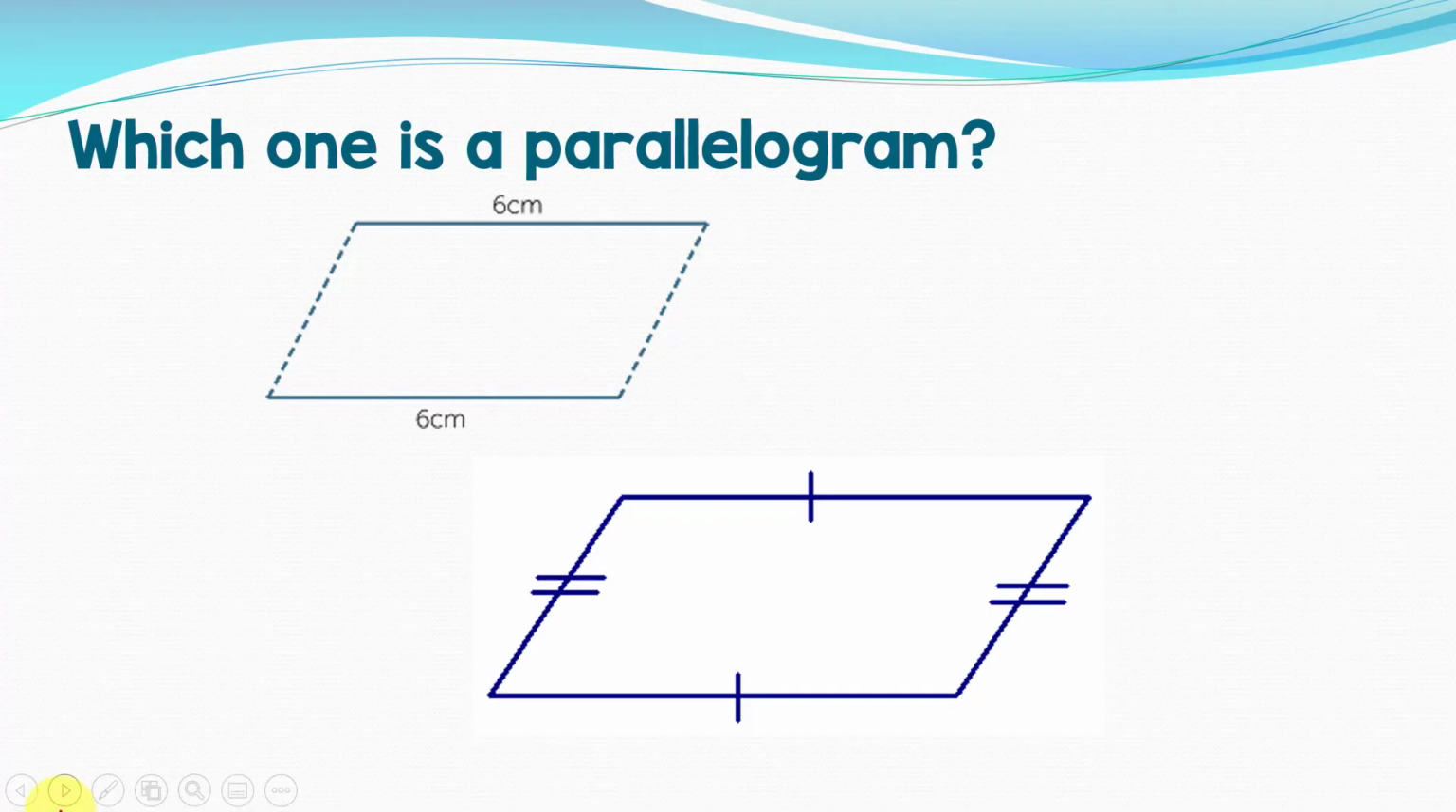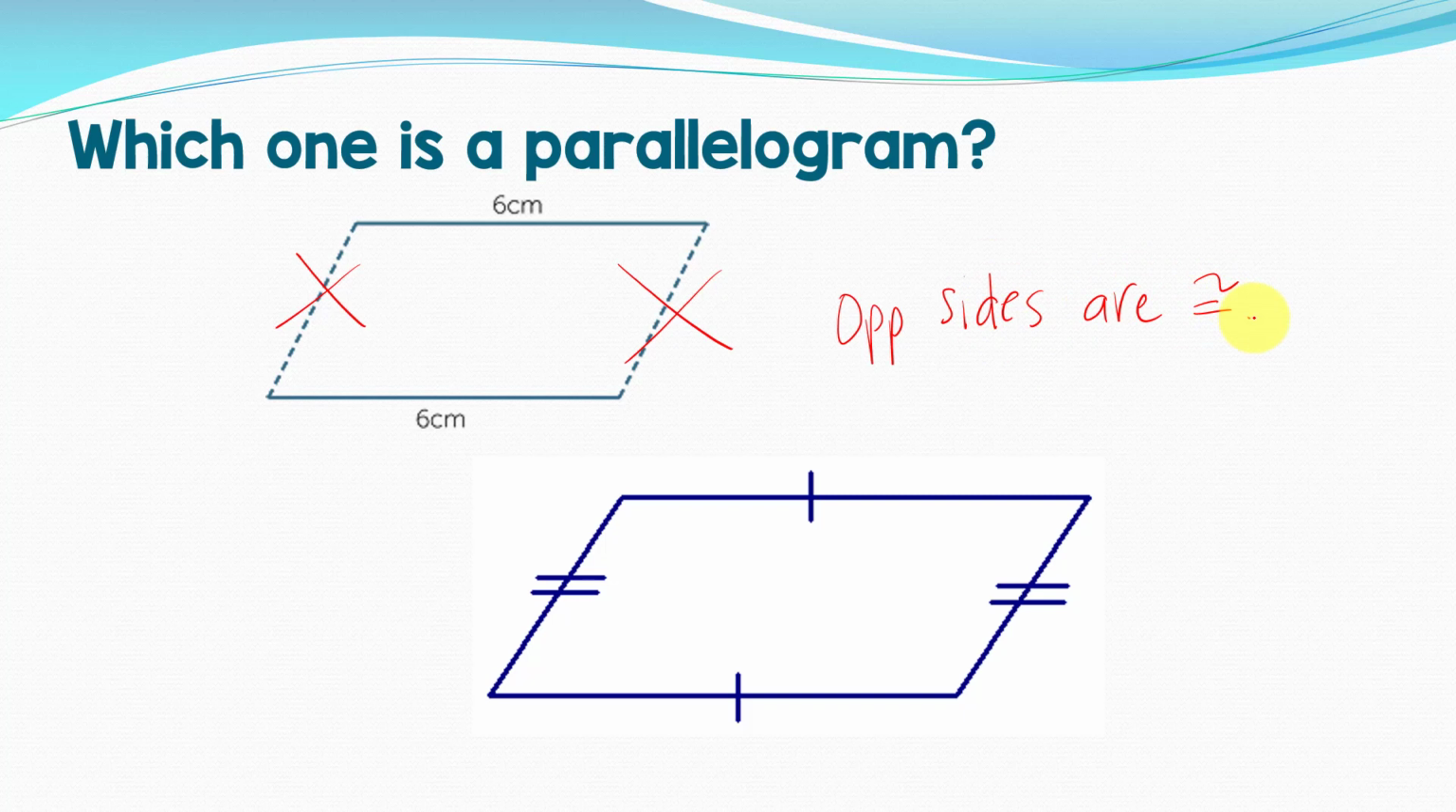So we're going to ask ourselves, which one of these could we prove a parallelogram? So it's not this one because we don't know anything about those sides. So it would have to be this one, and we want to know the reason. Opposite sides are congruent. We want to know the reason why we're doing things.